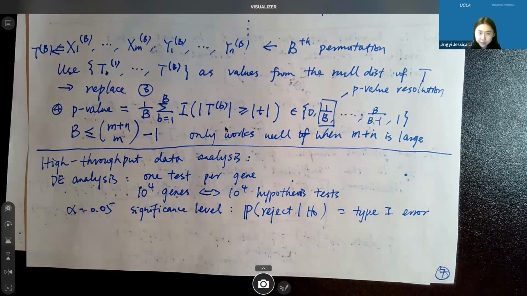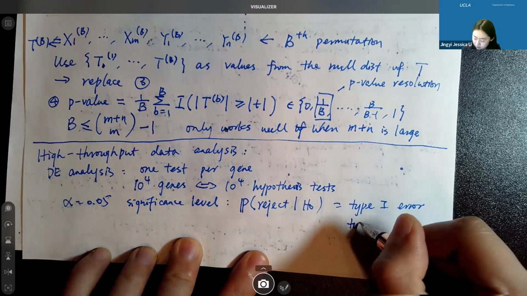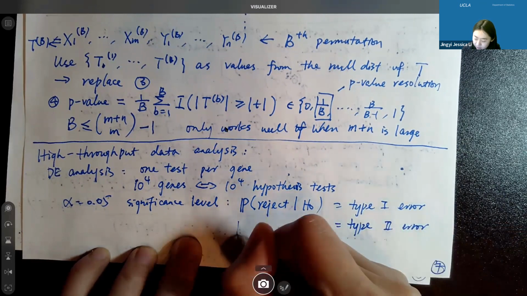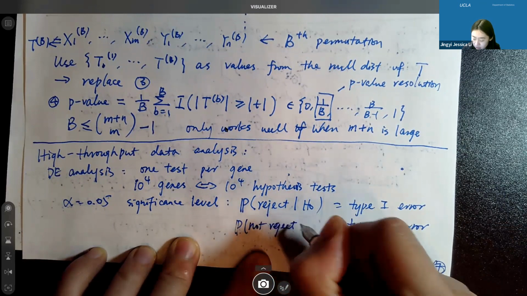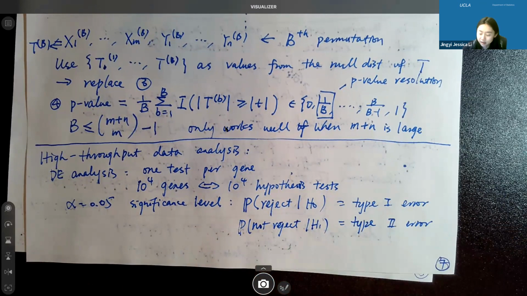So basically, there's always a trade-off between what we call the type 1 error and the type 2 error. So the type 2 error, by definition, I'll put it here, is the probability of not rejecting given the alternative is true. So it's the other side. So when the alternative is true, you want to reject, but you didn't reject, right? So therefore, you can see this trade-off.